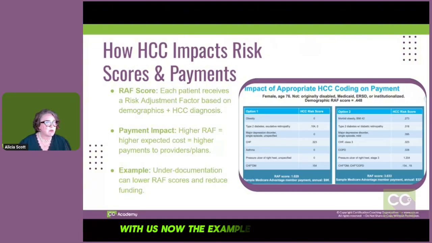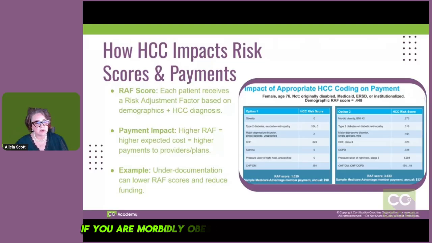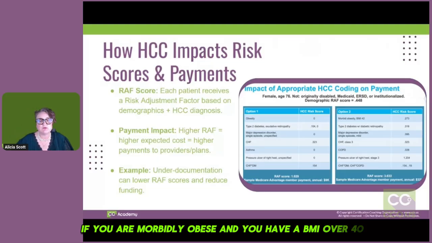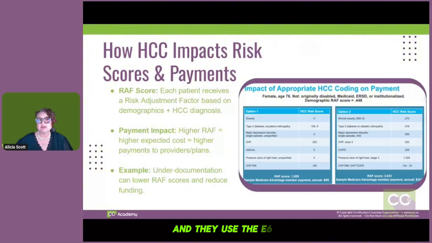Now, the example we're given is, look in option 1. You have obesity. Obesity does not have an HCC. Okay? So we're not setting money aside for obesity. However, if you're morbidly obese and you have a BMI over 40 and they use the E66.01 or the Class 3 code now, either one of those does have an HCC.